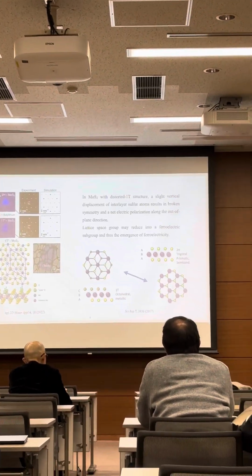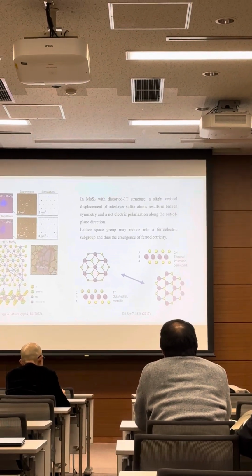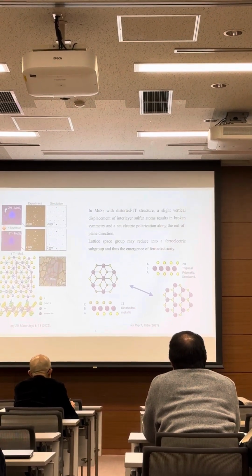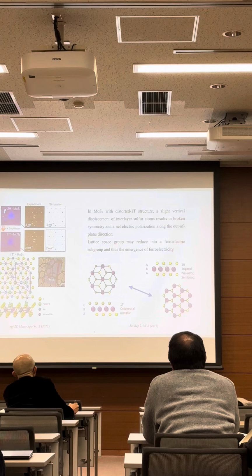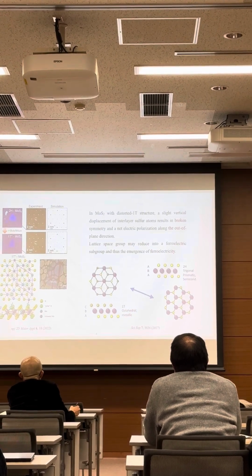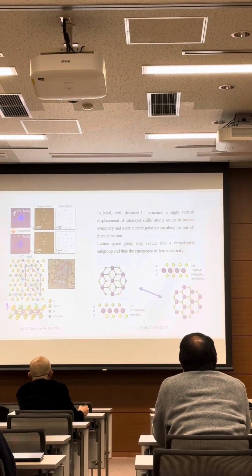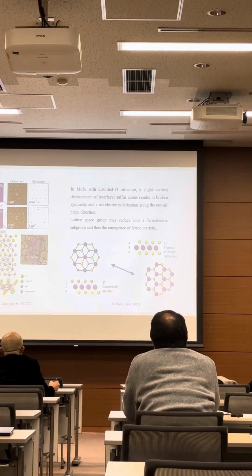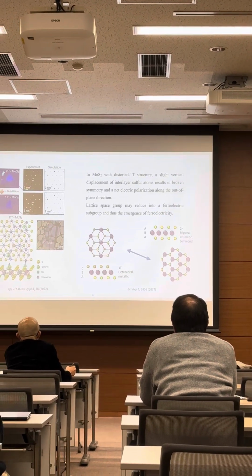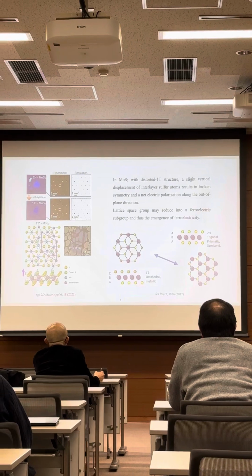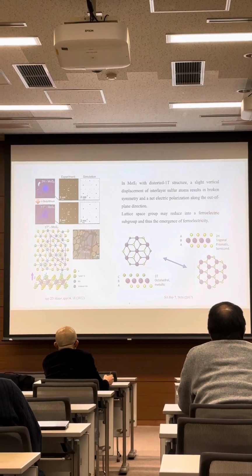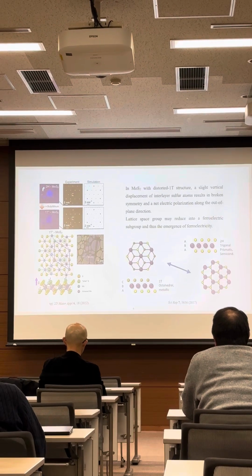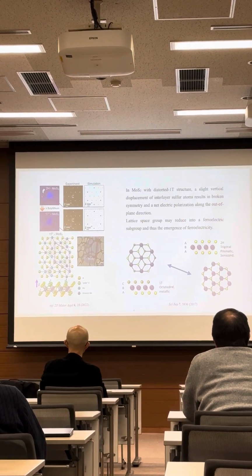But luckily, if the horizontal mirror plane of the transition metal layers could be broken, as in the case of the distorted 1T phase of MoS2, then the slight vertical displacements of interlayer atoms will result in broken symmetries, and a net electric polarization along the out-of-plane direction will emerge. Then the lattice space group may reduce into a ferroelectric subgroup. Then ferroelectricity will emerge.